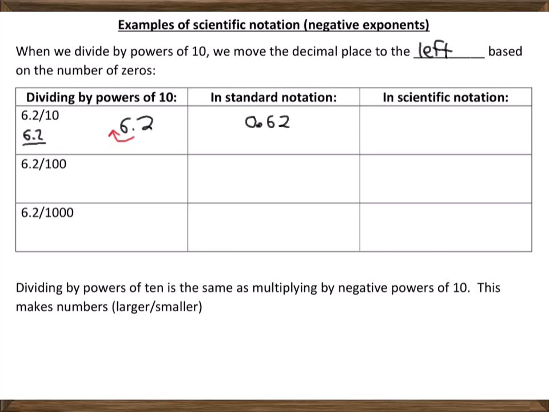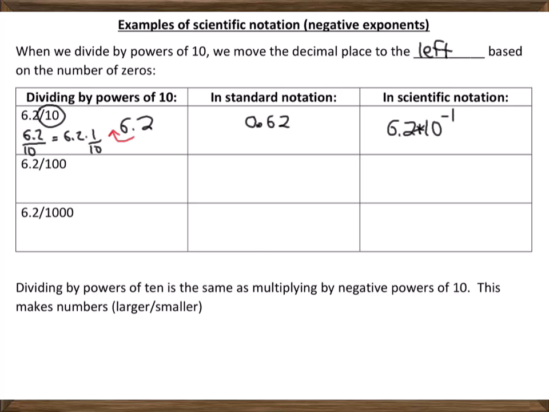If we have 6.2 divided by 10, well, that's 6.2 times 1 over 10. And remember, 1 over something is the same as that value to the negative first power. So we're actually using the definition of negative exponents here to write these numbers in scientific notation. Again, if I have 6.2 divided by 10, that's 0.62, and this dividing by 10 translates to multiplying by 10 to the negative first power.